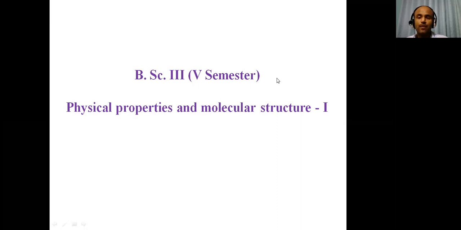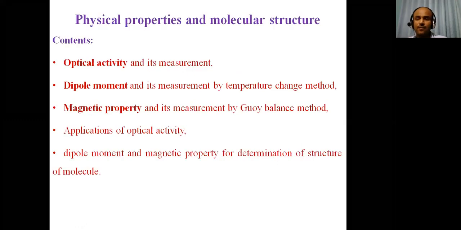In this video we are going to discuss physical properties and molecular structure, part first. This is the content of this video. We are going to discuss three important properties: first, optical activity and its measurement; second, dipole moment and its measurement by temperature change method; then magnetic property and its measurement by Gouy balance method; and the application of optical activity, dipole moment and magnetic property for the determination of structure of a molecule.